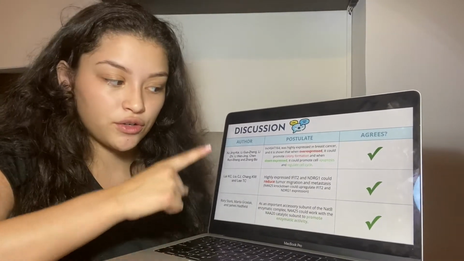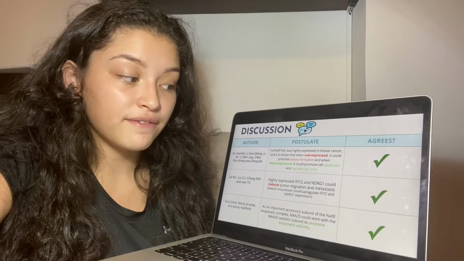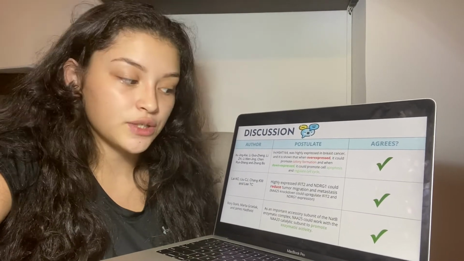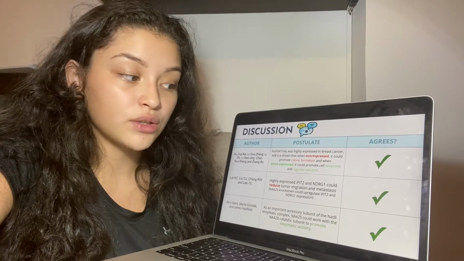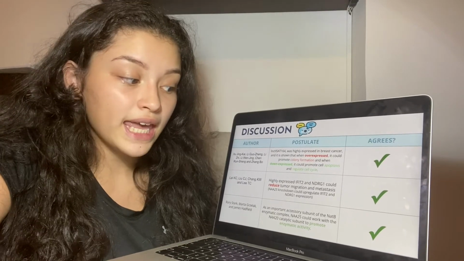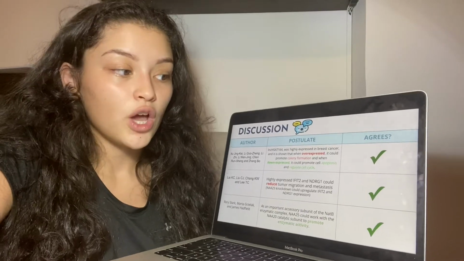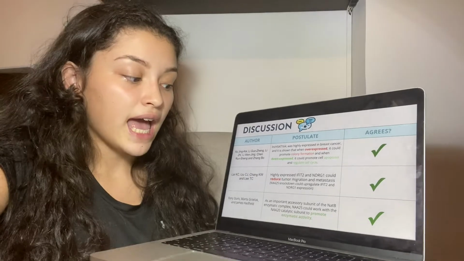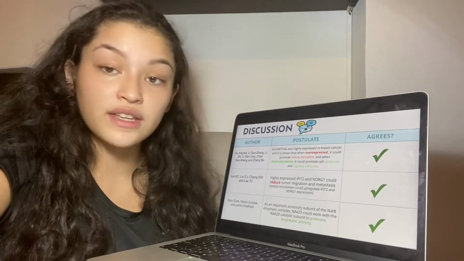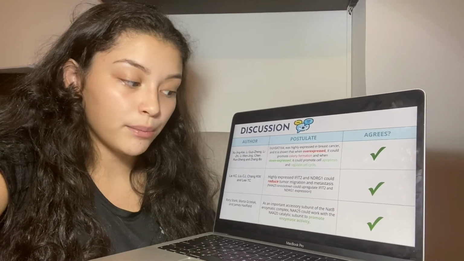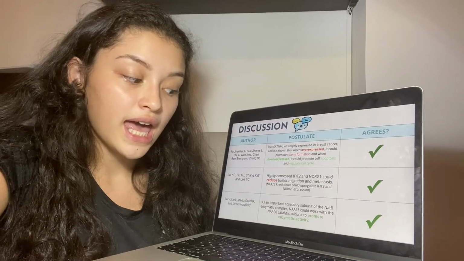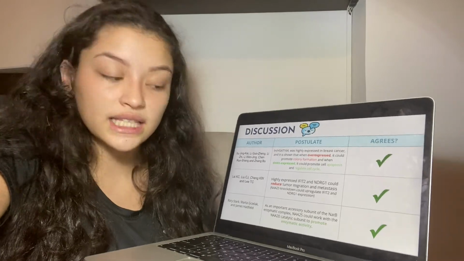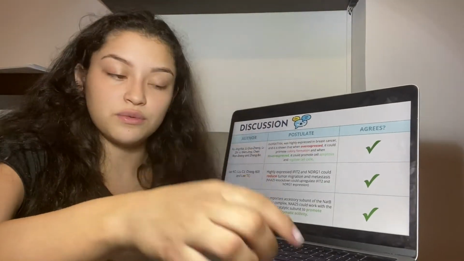The second batch of authors said that the highly expressed IFIT2 and NDRG1 could reduce tumor migration and metastasis because NAA25 knockdown could upregulate IFIT2 and NDRG1 expression, which the article also agrees with. Lastly, these authors said that as an important accessory subunit of the NatB enzymatic complex, NAA25 could work with the NAA20 catalytic subunit to promote enzymatic activity, which the article also agrees with.